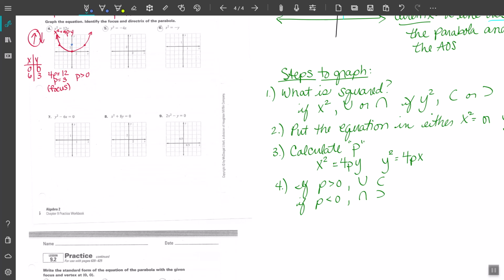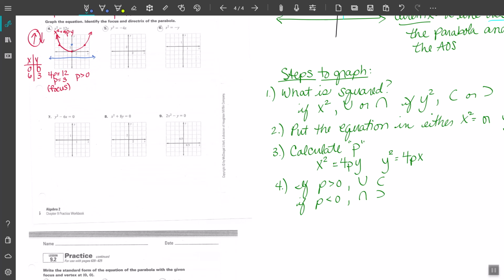Okay, now the directrix is outside the parabola going the other direction, and that's the line that's going to run perpendicular to the axis of symmetry. And the directrix is going to be exactly the same distance away from the vertex as the focus is. It's just going to be going in the opposite direction. So while the focus is at 0, 3, the directrix is going to run through -3 because we want it to be equidistant, equal distances from the vertex.